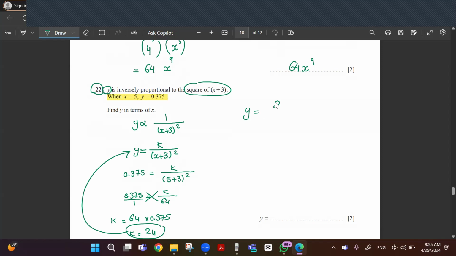y equals 24 over (x plus 3) power 2. Now, did I finish? Yes, because he asked for y in terms of x only. Otherwise, he will give me another value of x to calculate a new y. But here we finished. So y equals 24 over (x plus 3) all power 2.